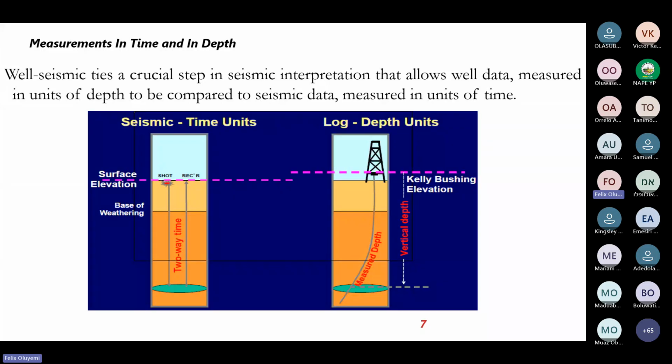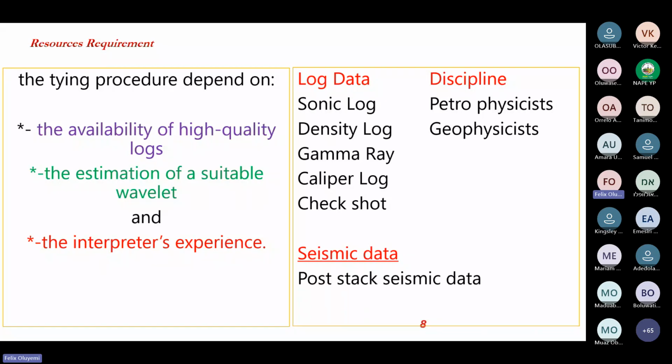So all these areas we need to look into, which we believe we still speak to a little bit. These are just preambles. Again, what are the requirements? What are the data requirements or resources requirements? Number one, you need availability of good data, good log data.